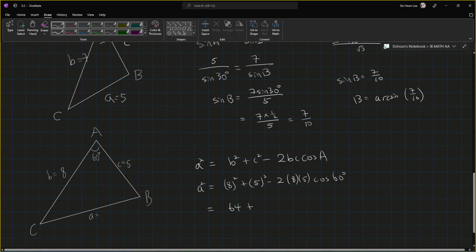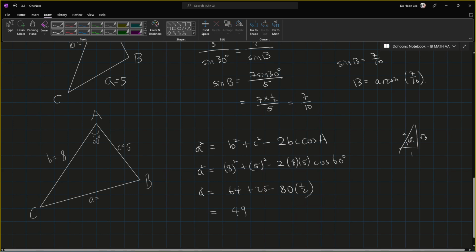64 plus 25 minus 2 times 8 times 5, which is 16 times 5, it's 80, and cos 60. In the triangle, that's 1 over 2, so cos 60 is 1 over 2. 64 plus 25 is 89, minus 80 times 1/2 is 40, it's 49. I know because a squared is 49, it has to be 7.